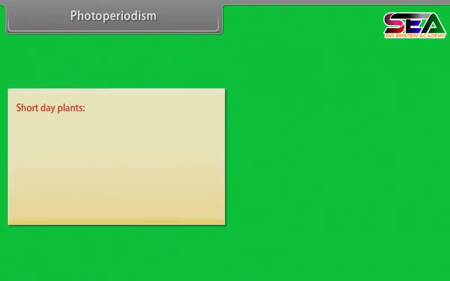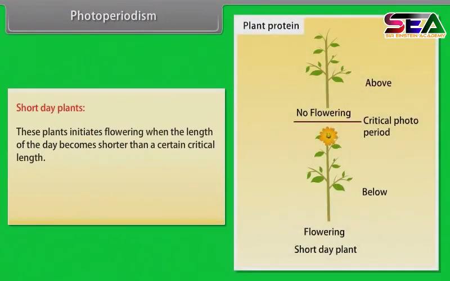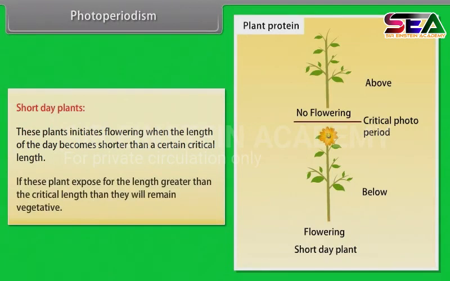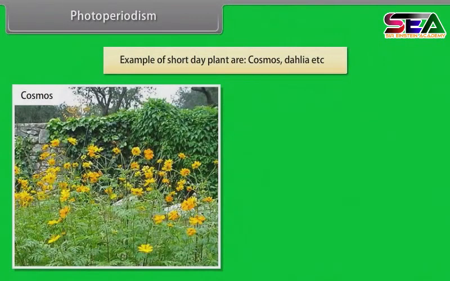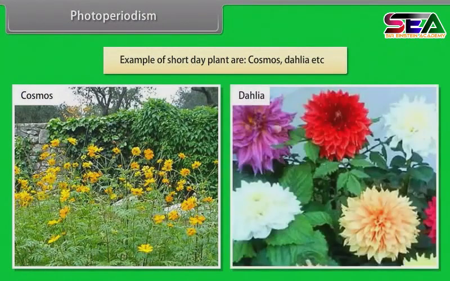Short day plants. These plants initiate flowering when the length of the day becomes shorter than a certain critical length. If these plants are exposed for a length greater than the critical length, then they will remain vegetative. Examples of short day plants are Cosmos, Dahlia, etc.